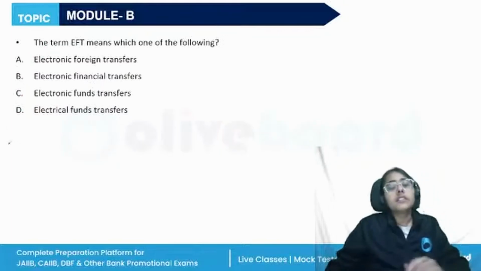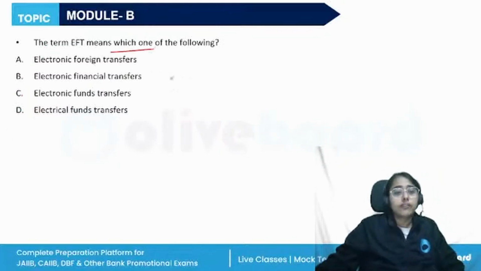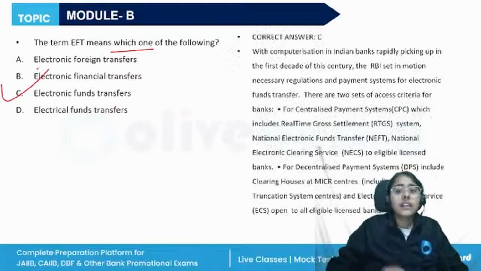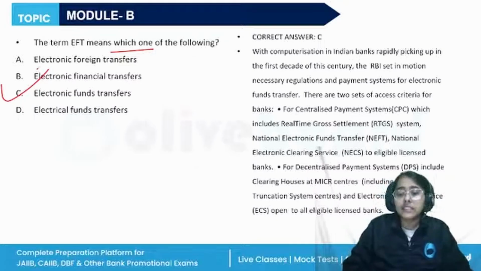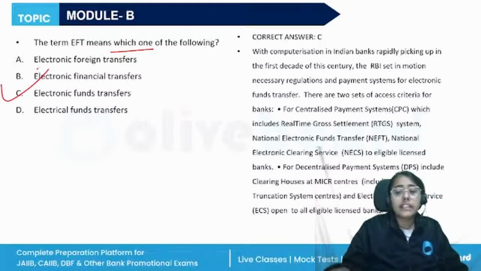Next, the term EFT means which of the following? Electronic foreign transfers, electronic financial transfers, electronic fund transfers, or electrical fund transfer. So EFT means electronic fund transfers. So there are two categories of payment systems. For the centralized payment system, we have the RTGS, NEFT, NECS. And for the decentralized, we have the clearing houses at the MICR centers and the electronic clearing service open to all the eligible licensed banks.